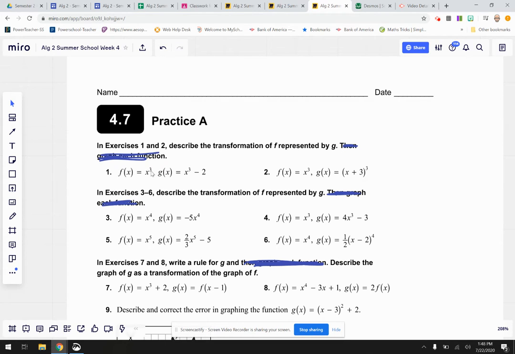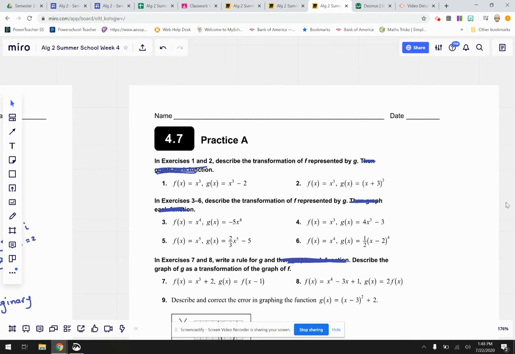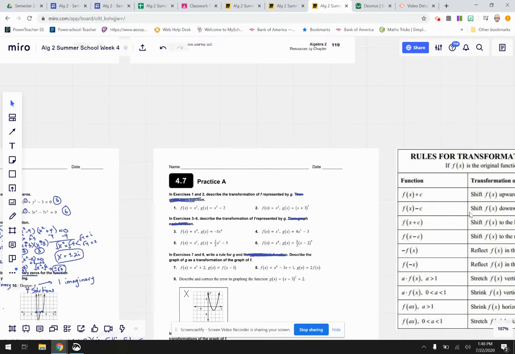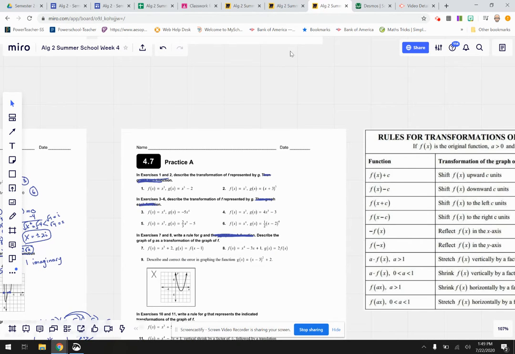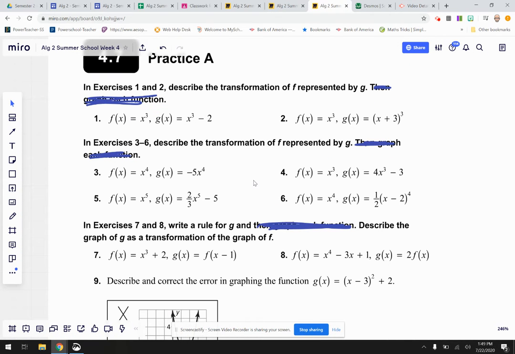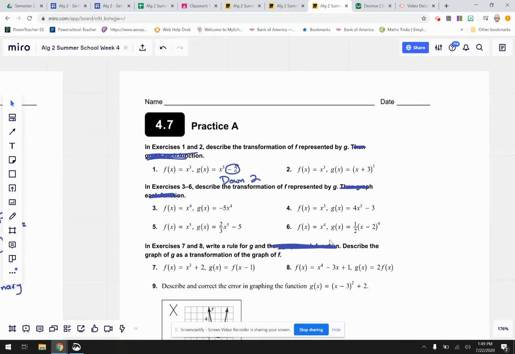If you have x cubed, and then all of a sudden you've got x cubed minus 2, what happened to the graph? You can see on the chart that when you just put a minus 2 at the end, minus c would be like minus 2, then you're going to shift downward c units. So all you need to do here is circle the -2 and put down 2 units. Not a lot of notes to write down, but write the problem, circle it, and then put the answer.